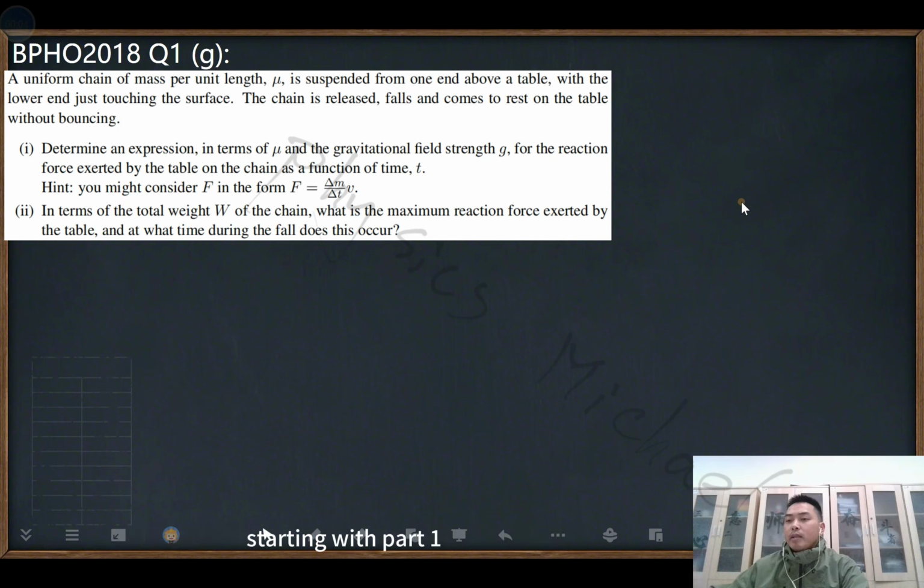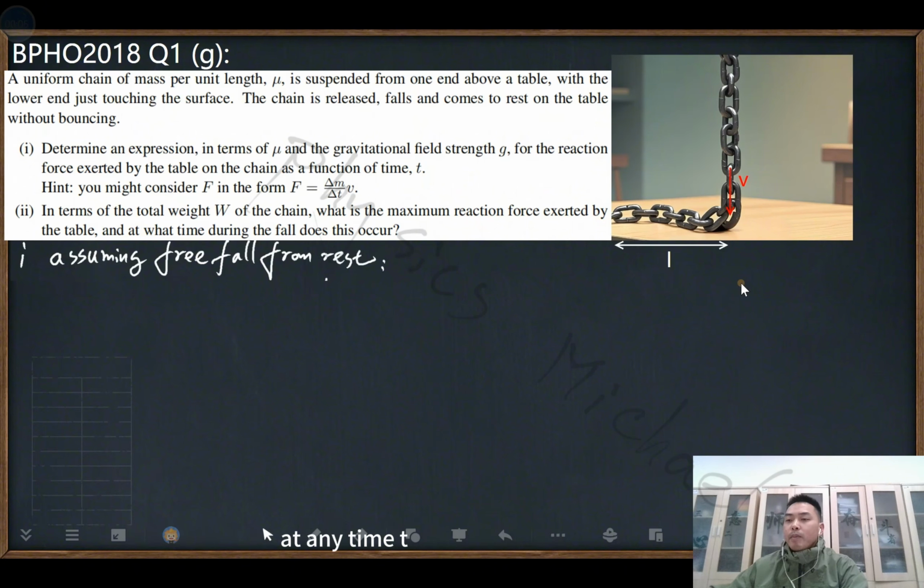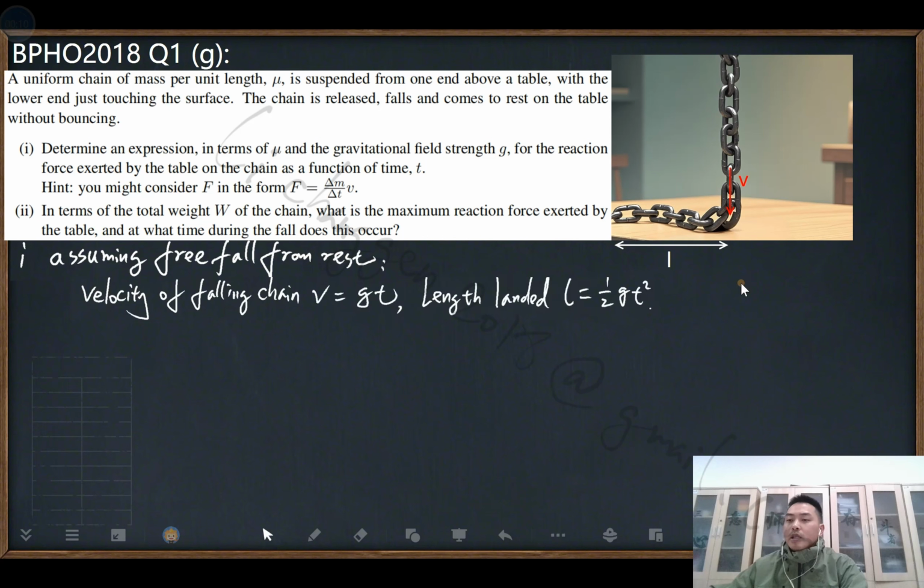Starting with part 1, let's assume the chain falls freely from rest. At any time t, the speed of the falling chain is g multiplied by t. The length of the chain that has landed by this time is equal to 1/2 g t squared, using the standard kinematic equation. Now, let's examine the reaction force from the table.